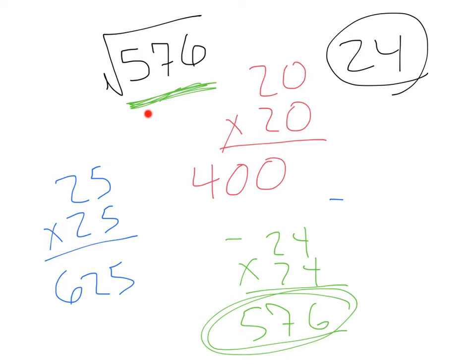So whenever you have a large square root that you need to figure out, one of your best methods is going to be the guess and check. Guess, and if it's too small, you go bigger. If it's too big, you go lower, and eventually you'll work your way to the correct answer.